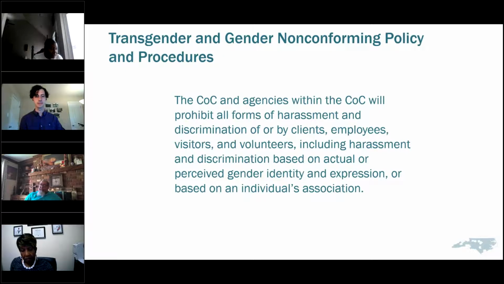Okay, so let's really dive into the transgender and gender nonconforming policies and procedures. The goal here is that the COC and agencies within the COC will prohibit all forms of harassment and discrimination of or by clients, employees, visitors, and volunteers, including harassment and discrimination based on actual or perceived gender identity and expression, or based on an individual's association.